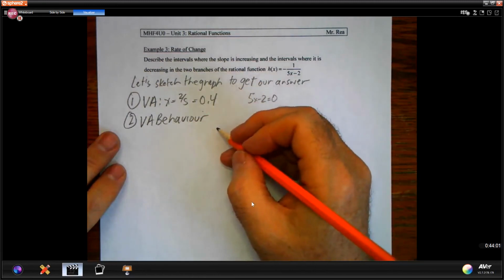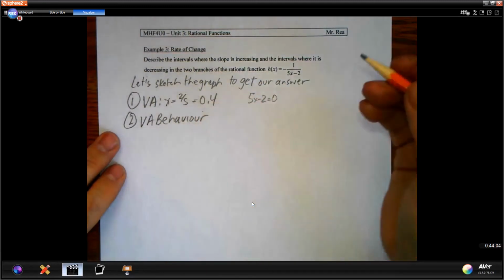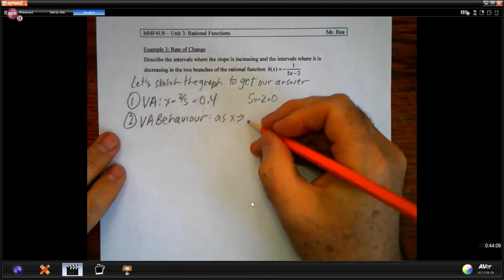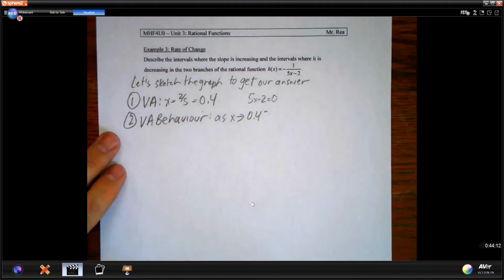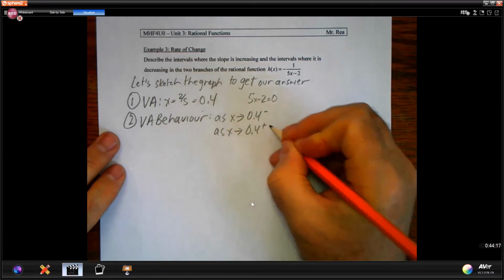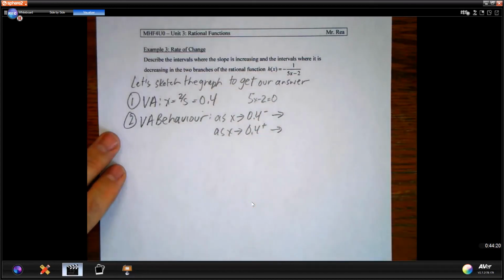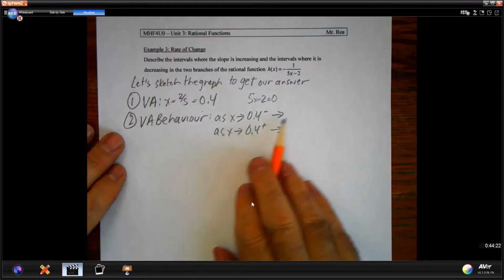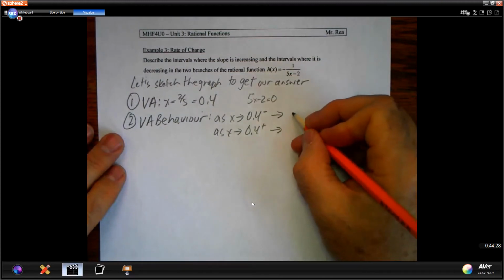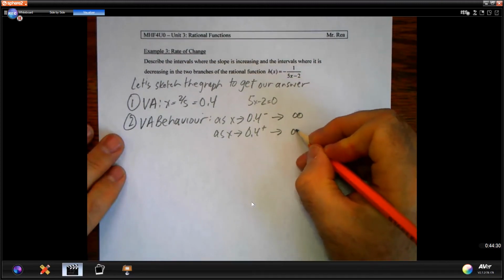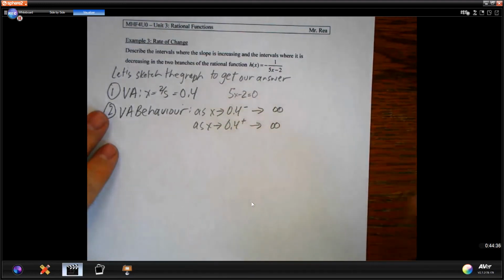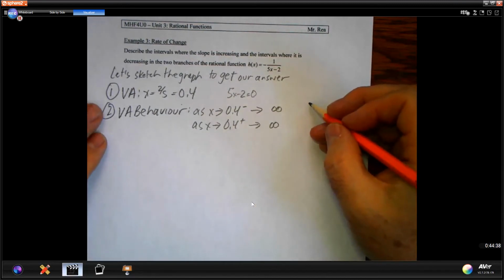So the first one, well, there's only one vertical asymptote, obviously. So as x approaches 0.4 from the negative side, and as x approaches 0.4 from the positive side, again, now that I know that vertical asymptote always has two possible answers here, it's always going to be either positive or negative infinity. So I'm going to put that there for now, and I'm just going to add a positive or a negative sign in front. Let's see the calculation here.